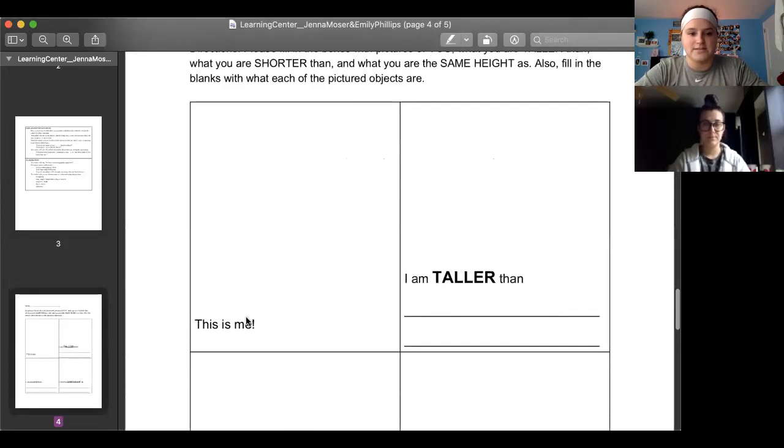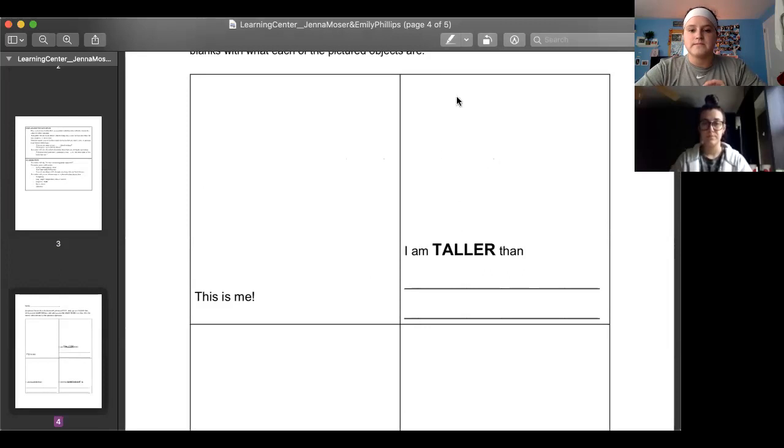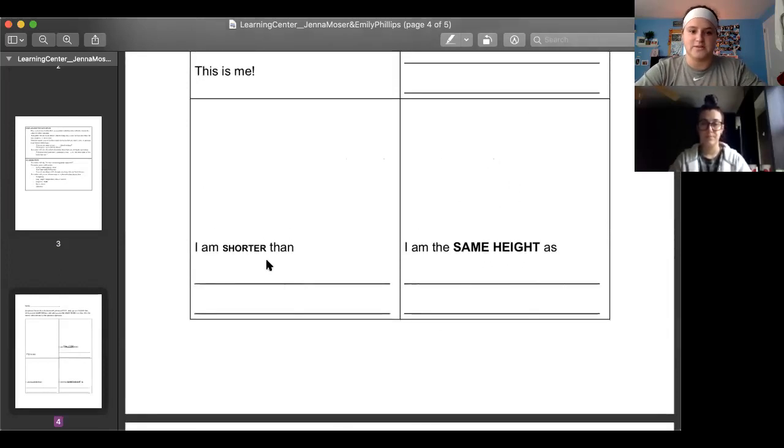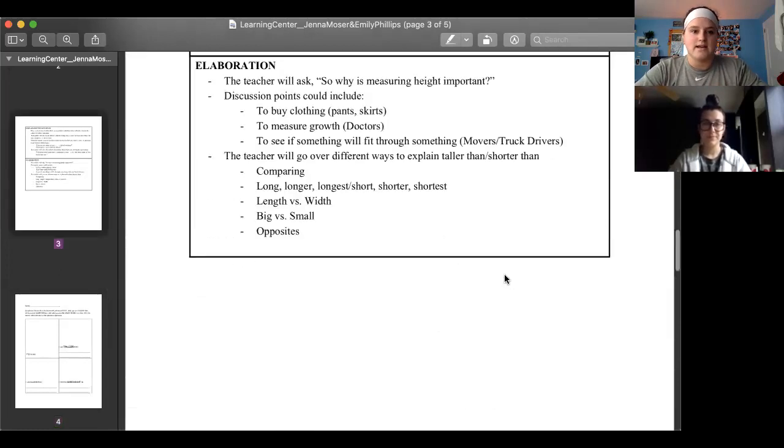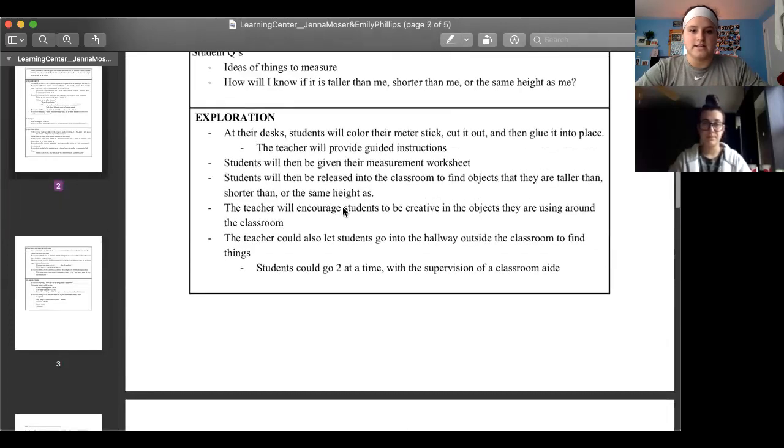So first they would do this is me, so they would color a picture of themselves, and then they would do I'm taller than. So they would go around the room, try and find something that they're taller than, color a picture of it, and then write it down here. Same with the shorter, something that's shorter than them, draw a picture, write it, and then something that's the same height as them. And then we decided to let them do it outside of the classroom as well. So if there's anything in the hallway, at our placement we have classroom aides, so we figured that we would utilize them and let them go out with the classroom aide two at a time.